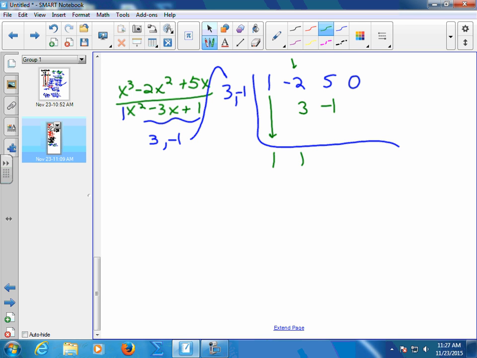I start again. From the left, 3 times 1 to the right. Negative 1 times 1, negative 1. Now, normally I would stop and add down, but since I'm at the end, I'm going to add all my columns down that need to be added down. So this will give me 7, and this will give me negative 1. Okay, so far?